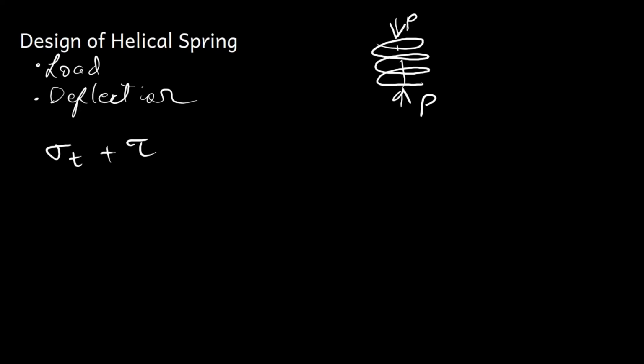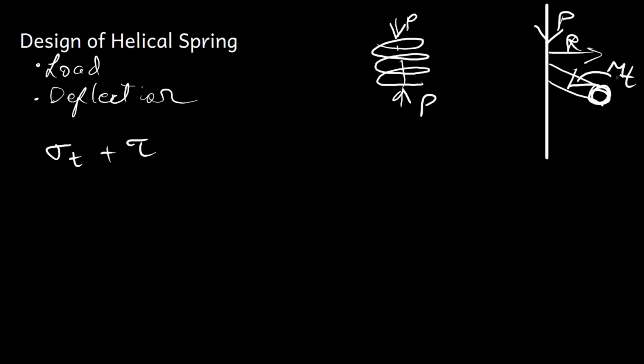As you can see over here, the force P is at an eccentricity of radius r, and this is what ends up forming a torque at the ends of the spring, and this torque results in the shear stress formation. So the net stresses that are acting inside the cross-sectional area of the spring can be given by the equation: tensile stress plus the shear stress.